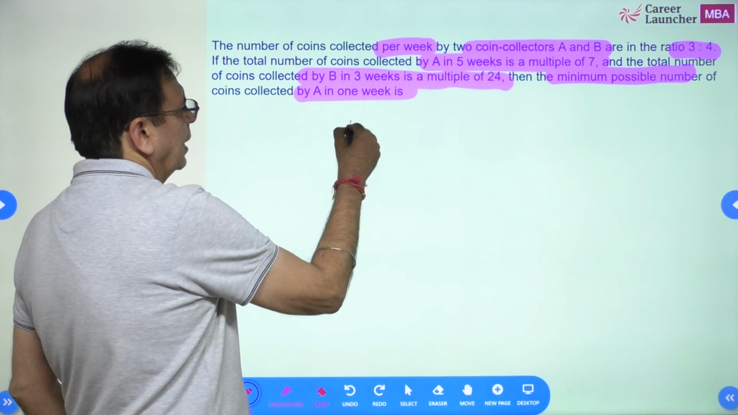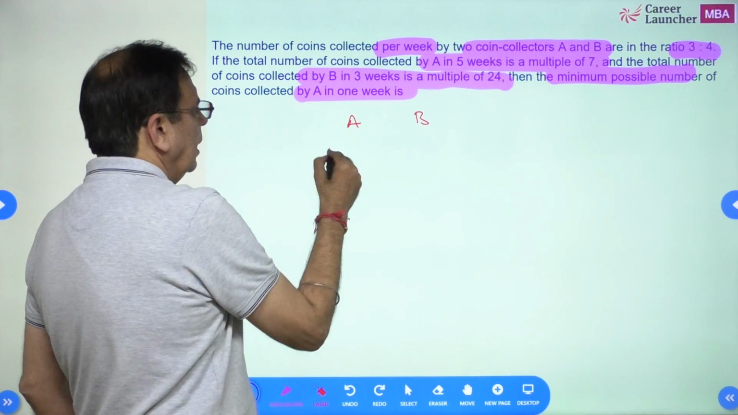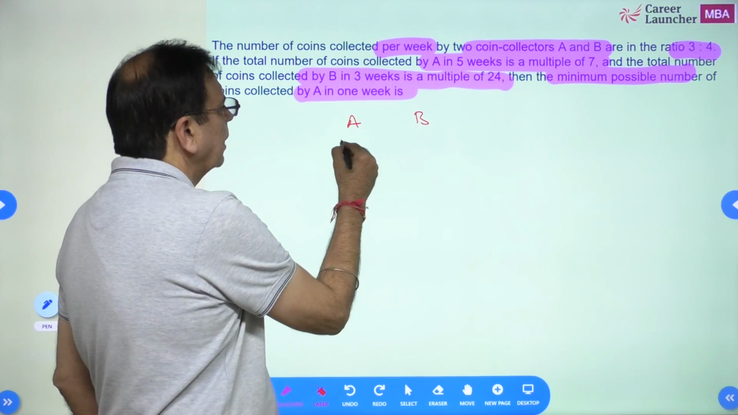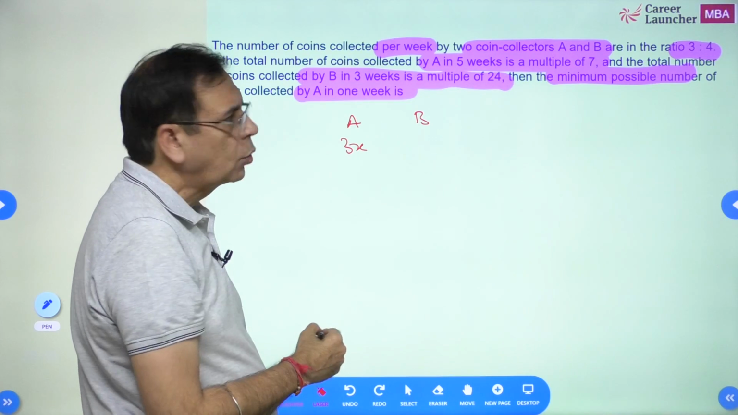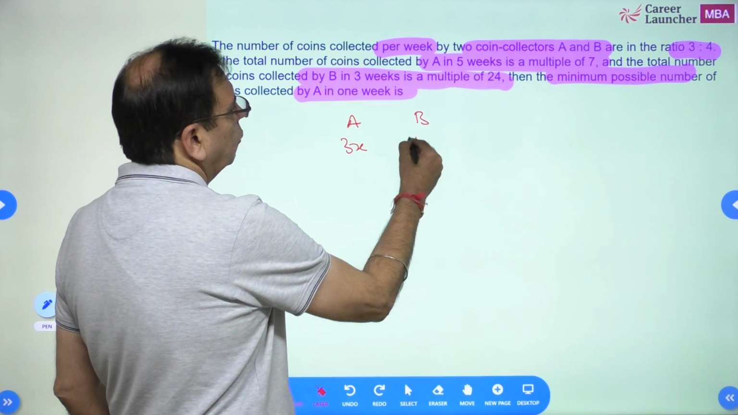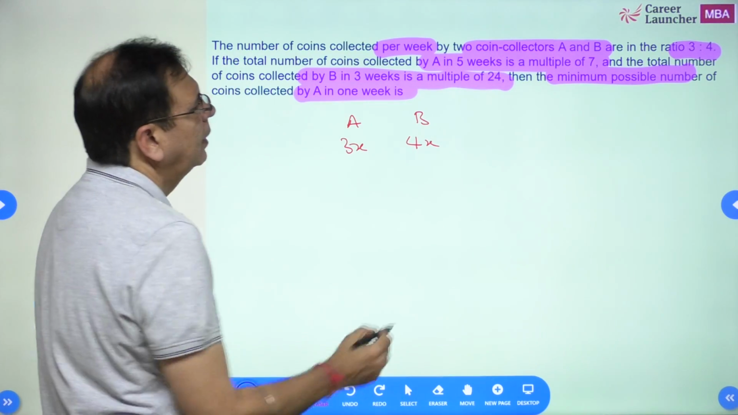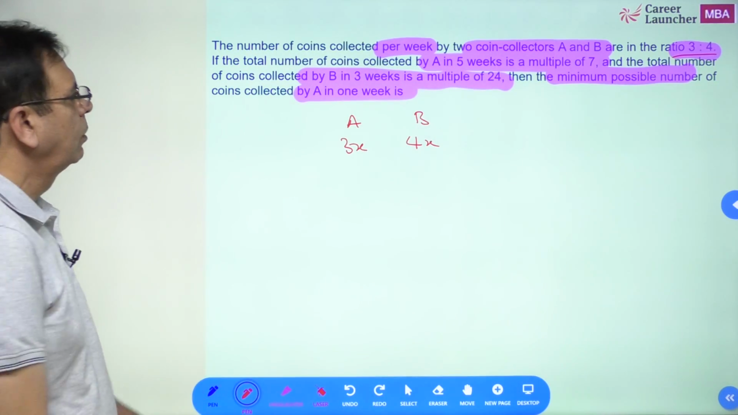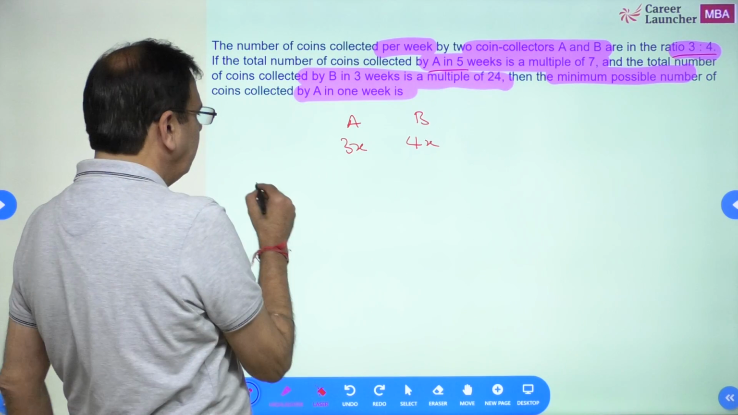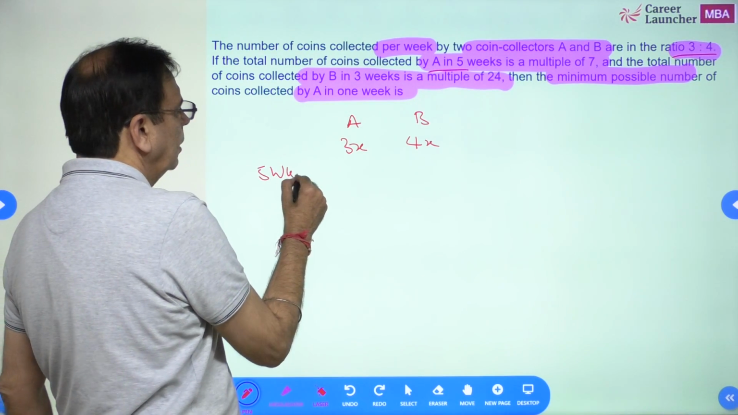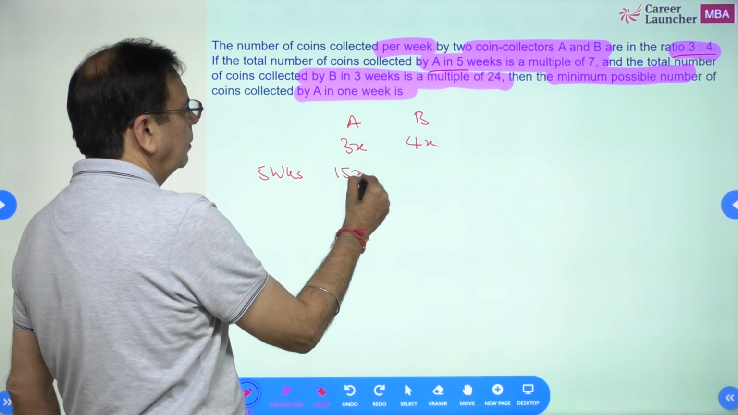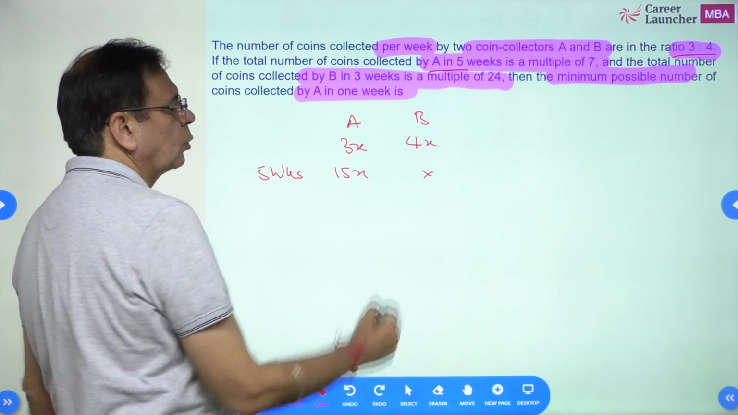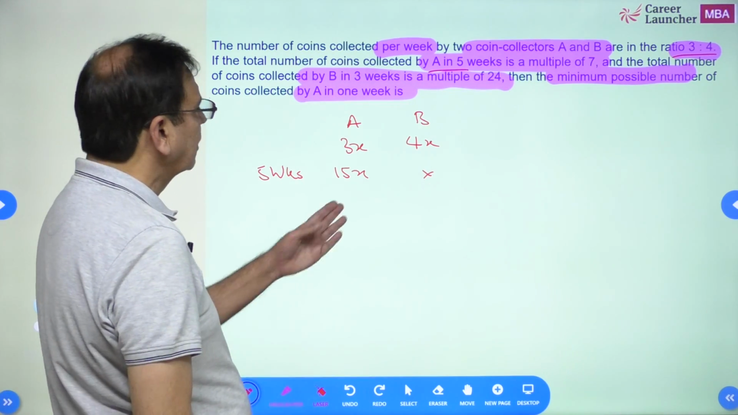So we have A and we have B. The ratio is 3:4. So let me say A does 3x coins per week and B does 4x coins per week. यही दिया ना? They collect in the ratio of 3:4. Okay. Now what happened? A in 5 weeks. In 5 weeks, what are we given? A will do 15x. इसको छोड़ देते हैं, इसकी हमें जरूरत नहीं है अभी. Okay. And this is a multiple of 7.